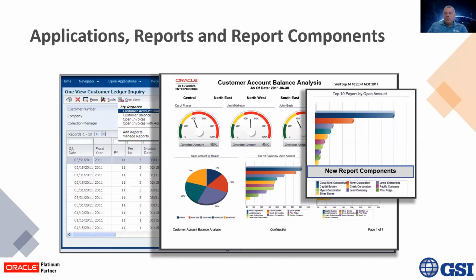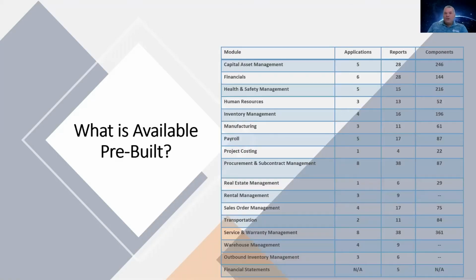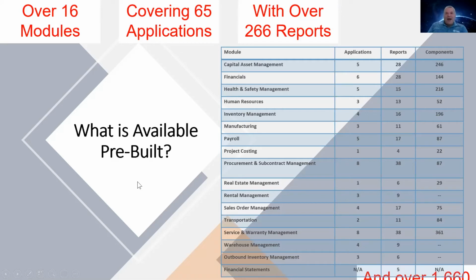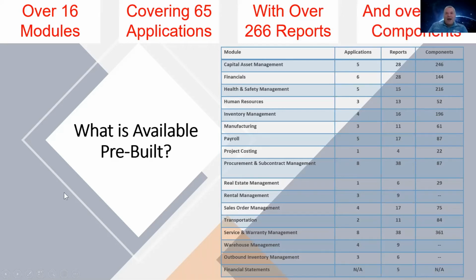Now, if you don't want your IT group to do that, you can buy some pre-built One View reports. And again, if you look at the financials, for argument's sake, you have 6 new reports, 6 new applications that look over the business view and the data, 28 reports and 144 components. And all I'm going to say to you is, this is what's out there. You can buy any of these content that you see fit.